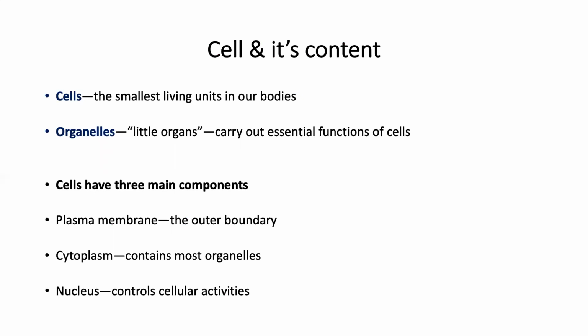So now, the cell is the smallest living unit of our body. Organelles are little organs which carry out essential functions of the cell. And as we saw from the previous diagram, cells have three main components: the plasma membrane, the outer boundary; the cytoplasm inside the plasma membrane, which contains all the organelles; and the nucleus, which is the control center of cellular activity and houses the DNA.